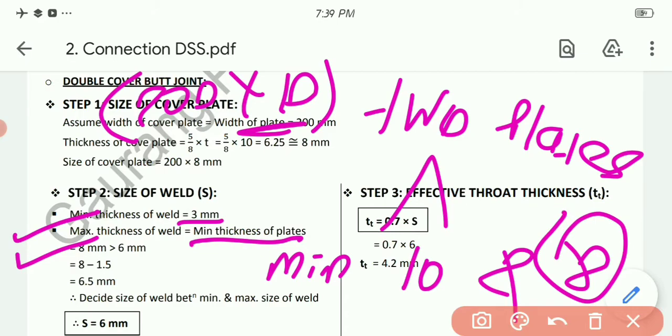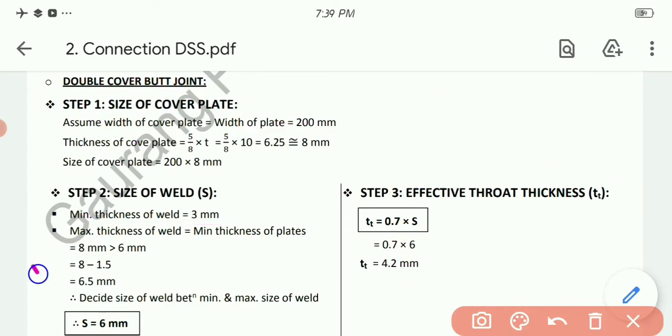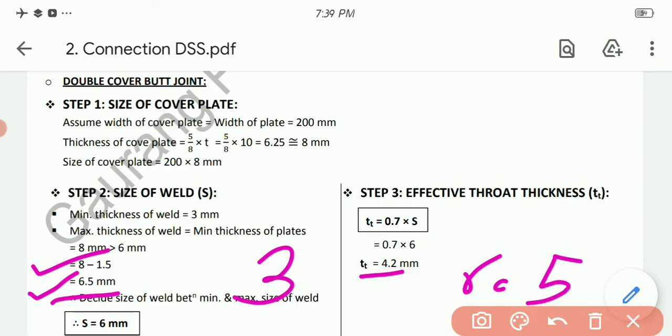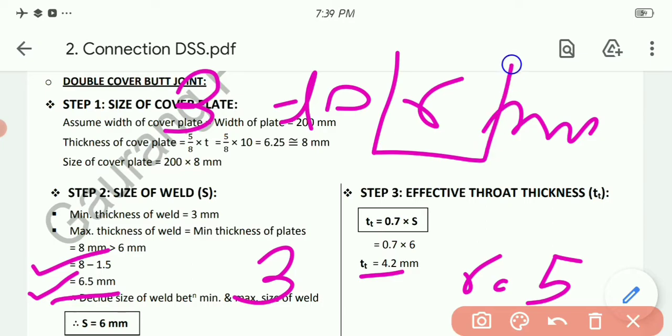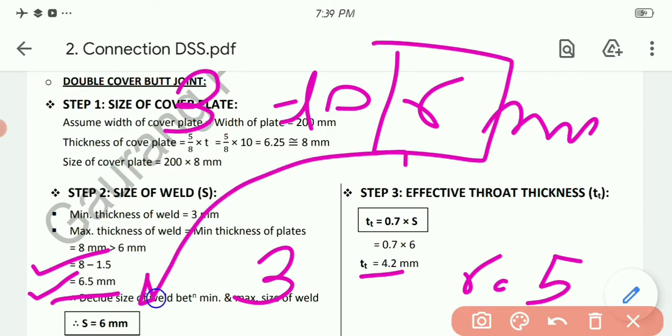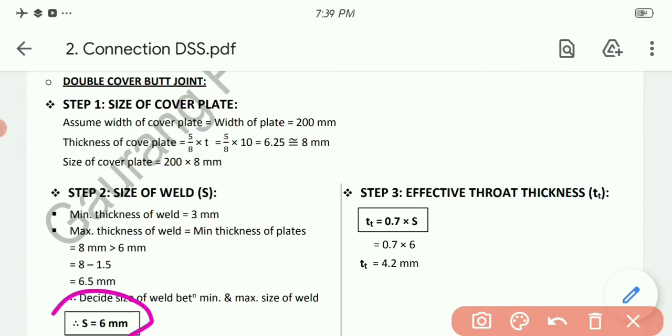Okay, so minimum thickness is 8 mm, but as per the rule of the welded connection, as this minimum thickness is greater than 6 mm, we need to deduct 1.5 mm from it. So we get 8 minus 1.5, that is 6.5. So finally we need to decide minimum 3, maximum 6.5. Always decide within the range of 3 to 6 mm, and as in the previous case I have taken 6 mm, I will take 6 mm here also. Talking about throat thickness, that is 0.7 times S, 0.7 times 6, so I get 4.2 mm.